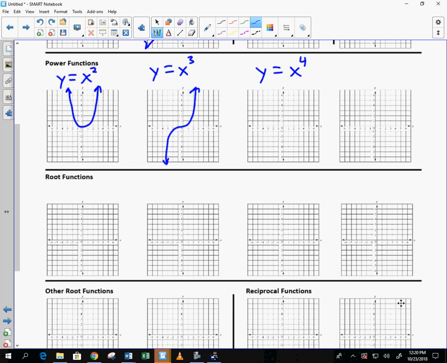y equals x to the fourth. Do you think it'll look more like y equals x squared or like y equals x to the third? Why? Yeah, because it will always produce positive values. Now, the fact is that it looks very similar, but it has a little bit more of a U shape to it.